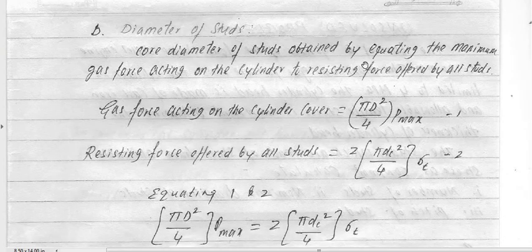The core diameter of the studs is obtained by equating the maximum gas force acting on the cylinder to the resisting force offered by all the studs. The gas force acting on the cylinder cover is equal to pi by 4 D squared into P_max, and the resisting force offered by all the studs is equal to Z into pi by 4 d_c squared into sigma_t, where d_c is the core diameter and sigma_t is the allowable tensile stress.